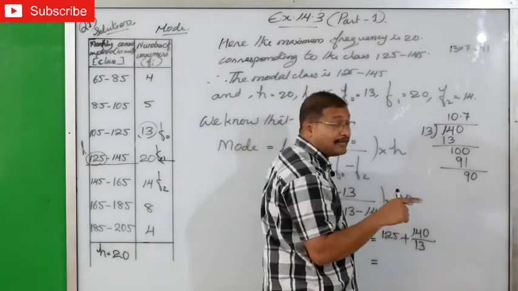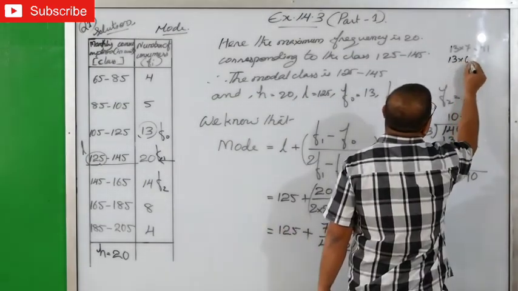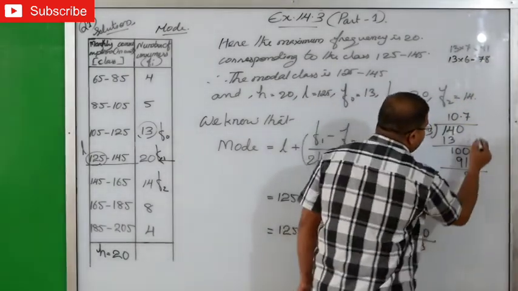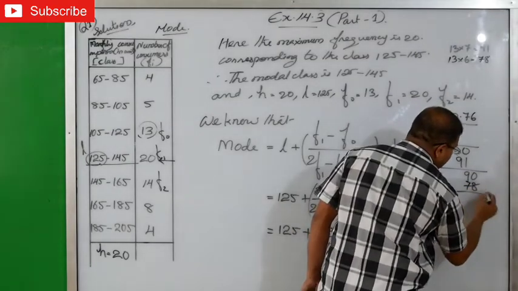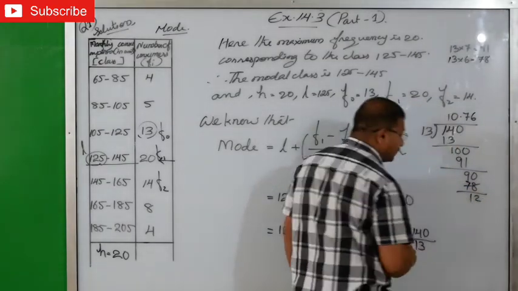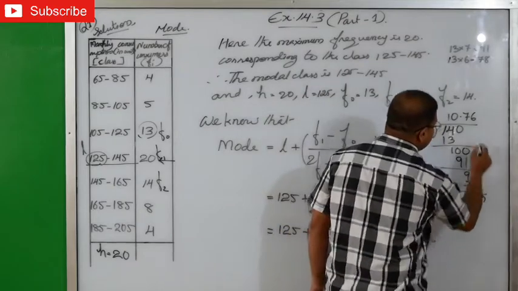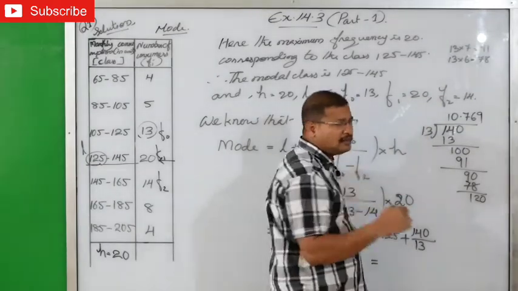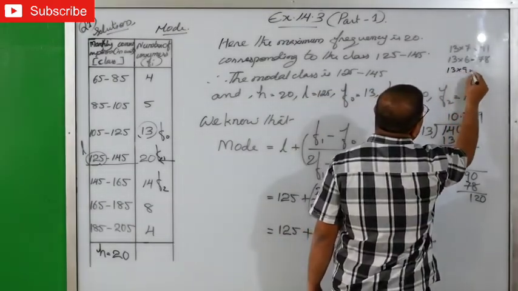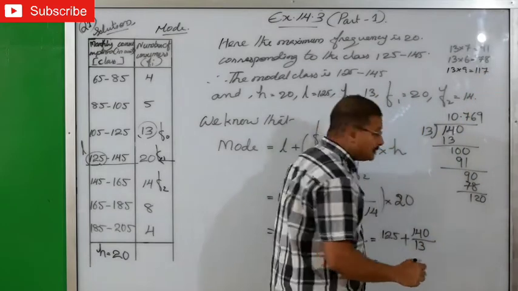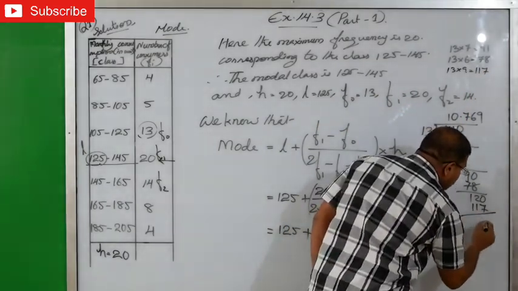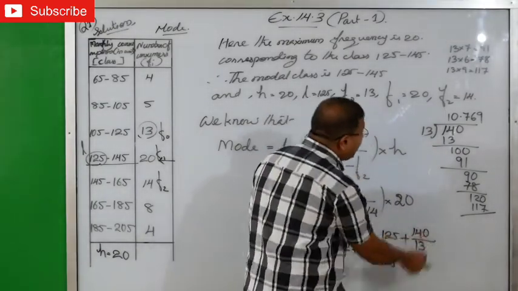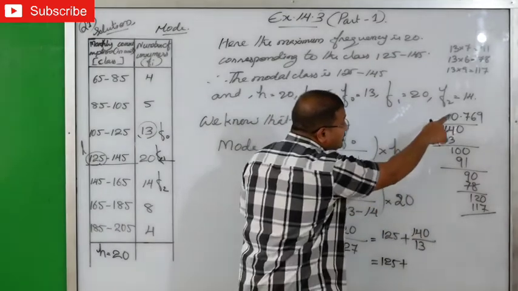How much? 78. See, 13 into 6 is 78, isn't it? That means 6 times, 78. Balance is 12. 1 more 0. That means 9 times, 117, isn't it? 13 9s are 13 into 9 equals 117. Ready? So this 125 plus 140 by 13, what do you get? 10.769.